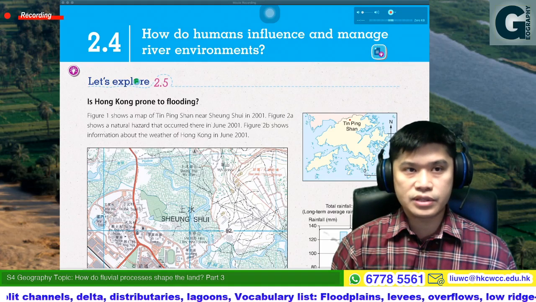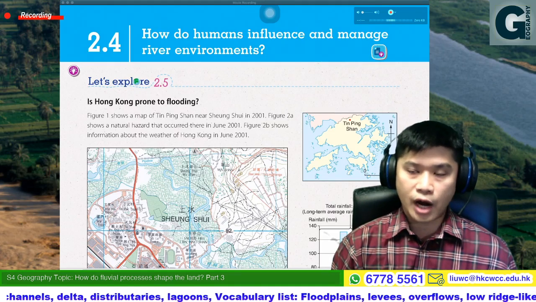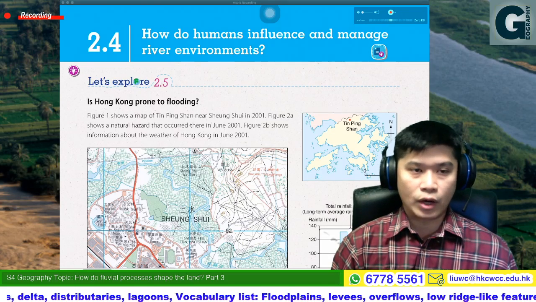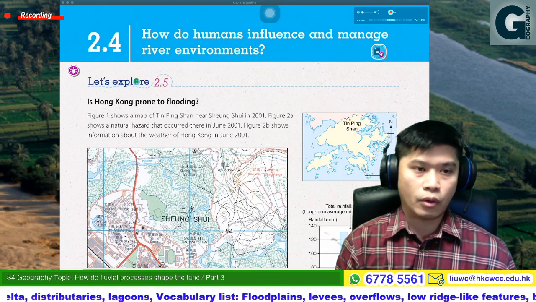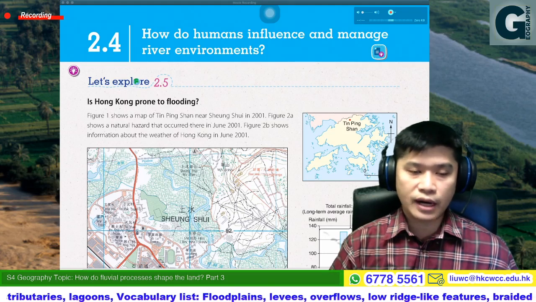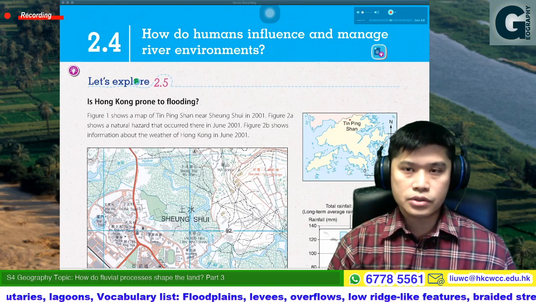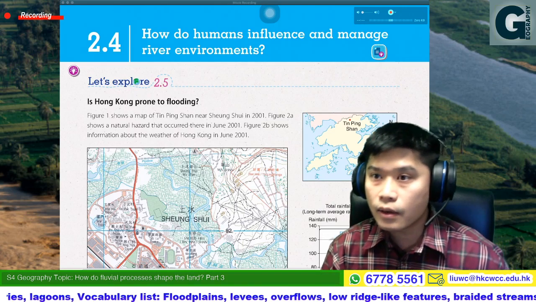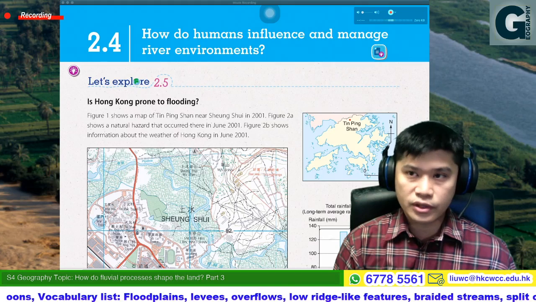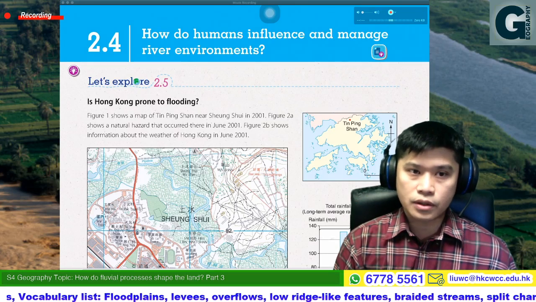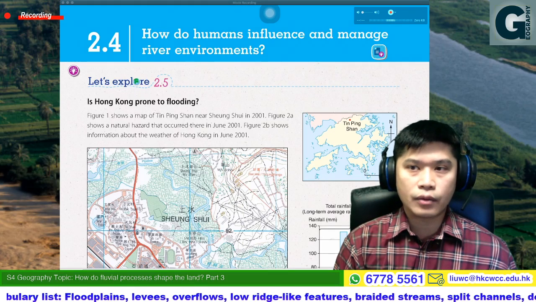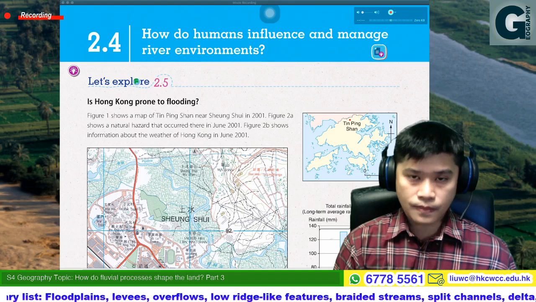How do humans influence and manage river environments? Now that we have finished the natural topics, next lesson we will talk about human-made factors, how people affect the development of a river. So how humans may modify the river channel, that would be our next topic. Remember, finish the exercise first. Next time, we're going to check the answers, and I will tell you when the checking session will be.